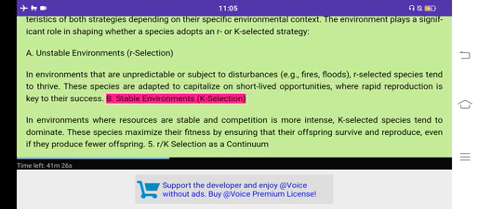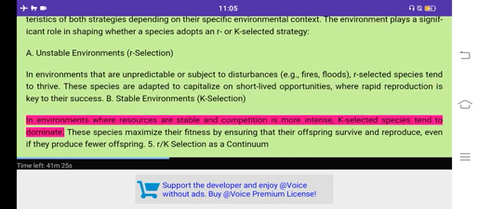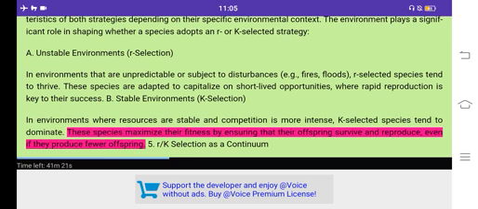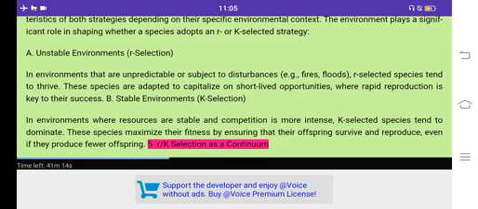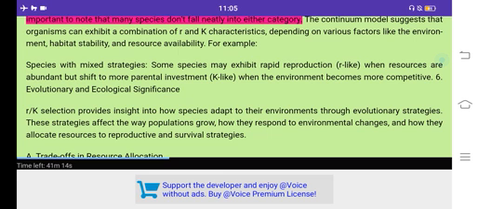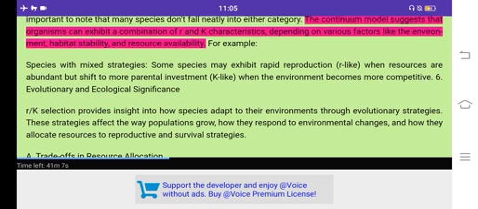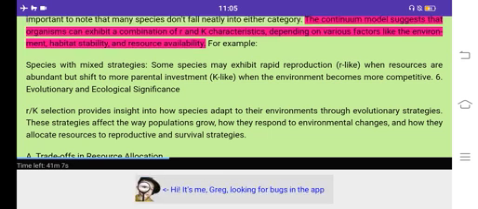B. Stable environments: K-selection. In environments where resources are stable and competition is more intense, K-selected species tend to dominate. These species maximize their fitness by ensuring that their offspring survive and reproduce, even if they produce fewer offspring. 5. R-K selection is a continuum. Though R-K selection theory provides a useful framework for understanding reproductive strategies, it's important to note that many species don't fall neatly into either category. The continuum model suggests that organisms can exhibit a combination of R and K characteristics, depending on various factors like the environment, habitat stability, and resource availability.